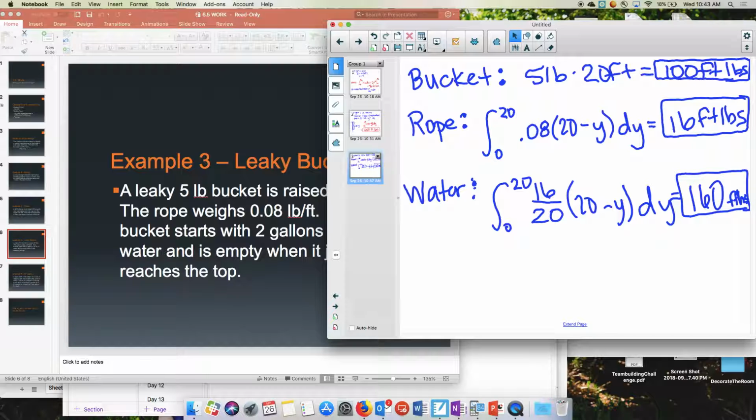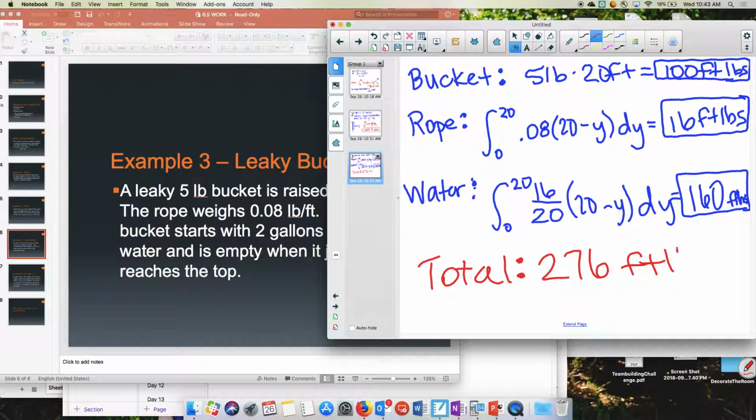Okay, so total, 100 plus 160 plus 16, we're talking about 276 foot-pounds. What was the question? The work to lift everything up. Because you're doing it all at once. You have 3 separate pieces, but it's happening all at once.